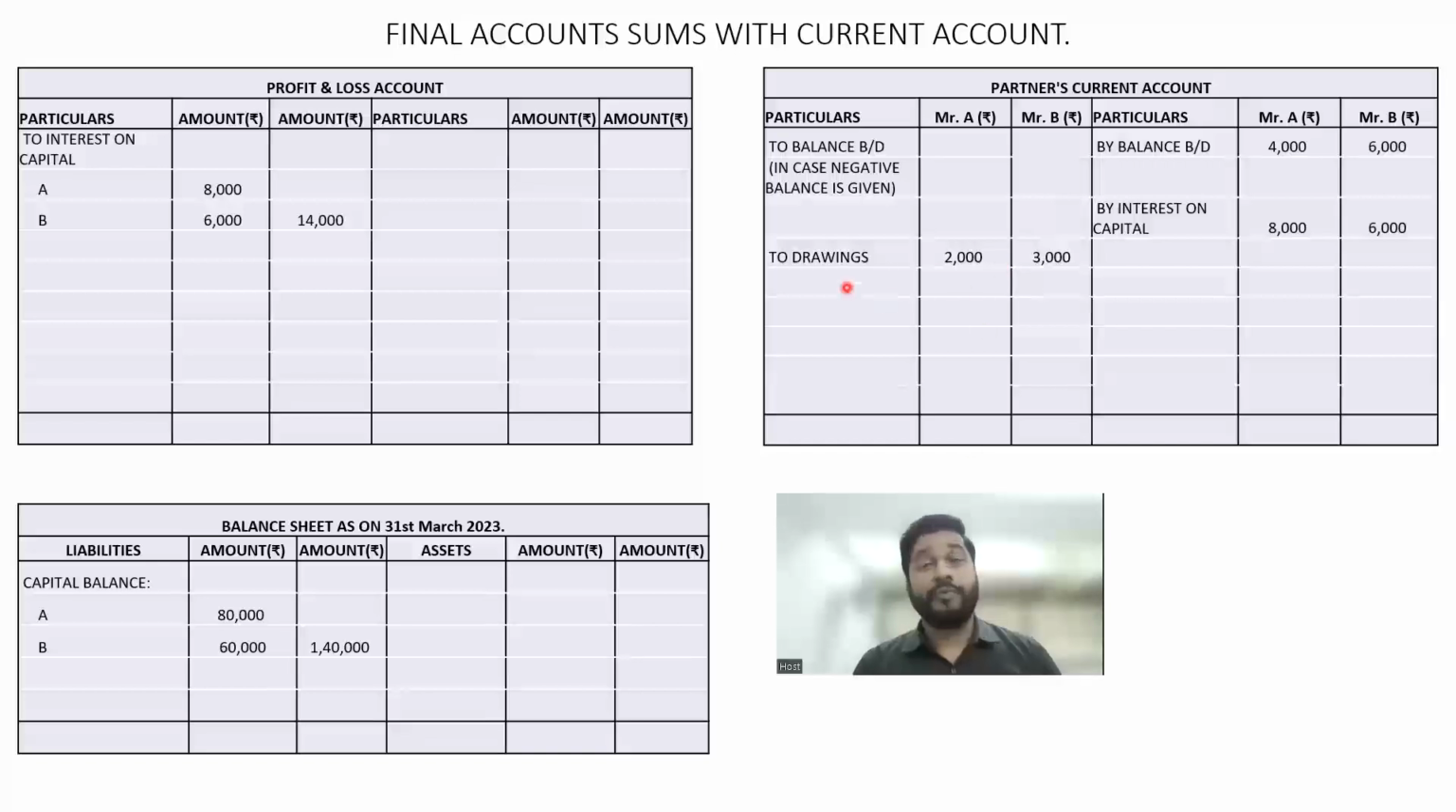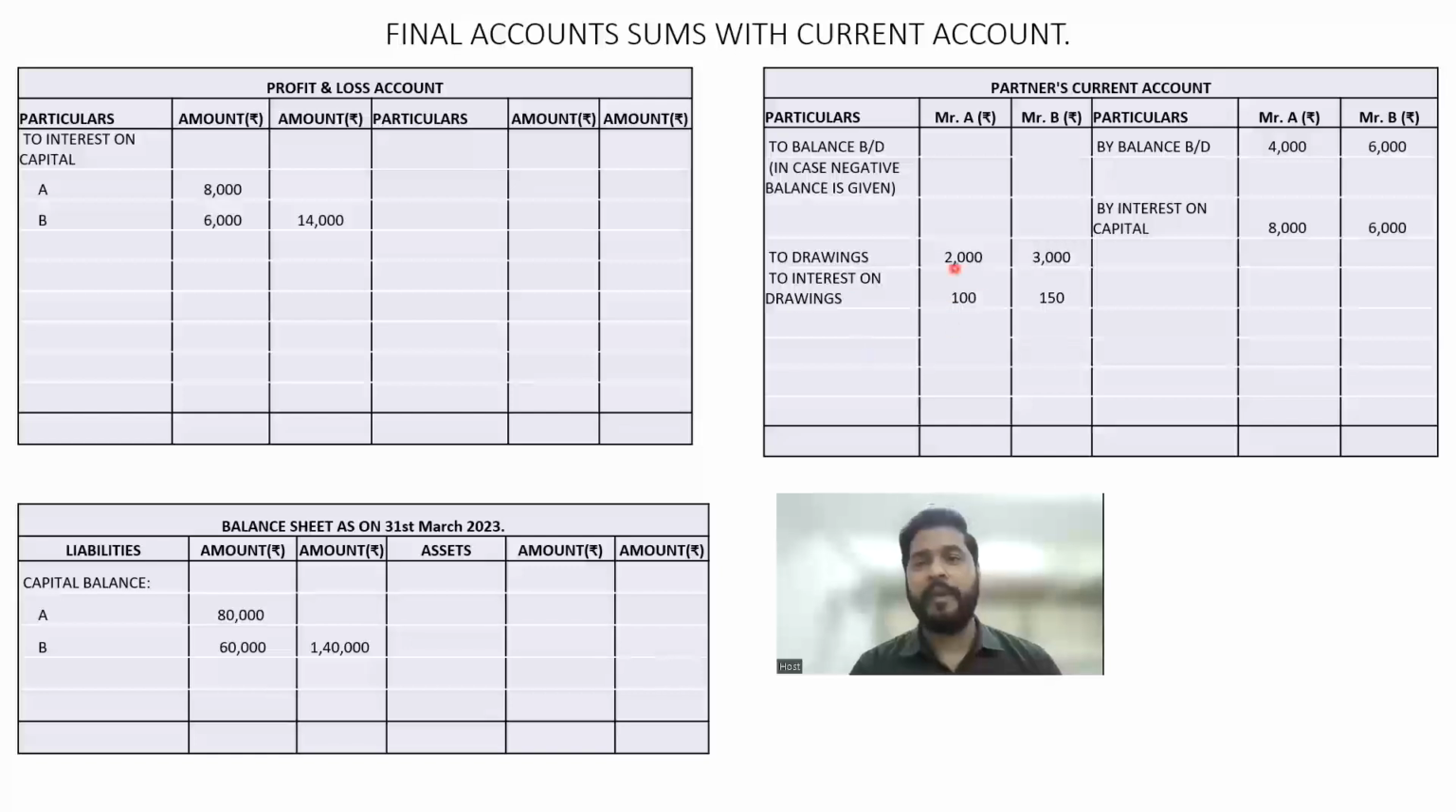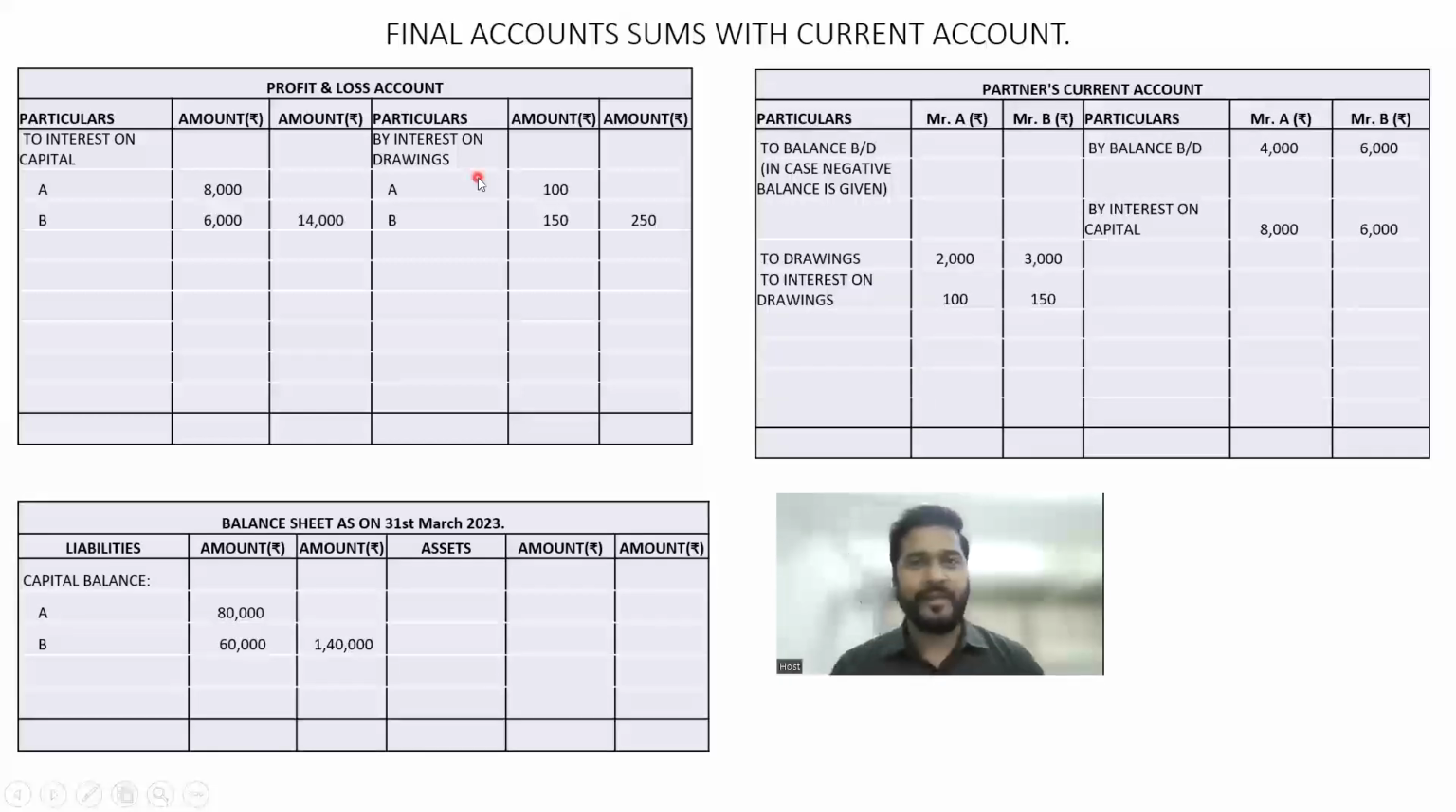So if we assume 10% IOD, interest on drawings is 10%, then 10% of 2,000 would be 200 and 10% of 3,000 would be 300. But as it is on an average basis, it will come like this: interest on drawings 100 and 150 for 6 months. The second effect of this always goes on the profit and loss account credit side. So on the credit side, I have shown IOD, A, B, and the total in the outer column.